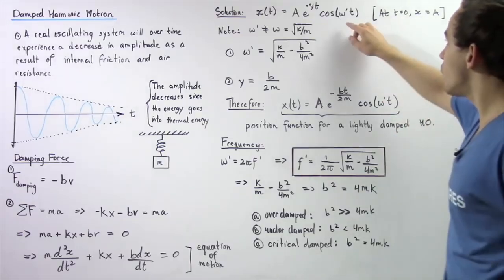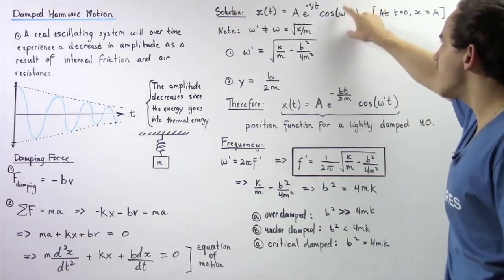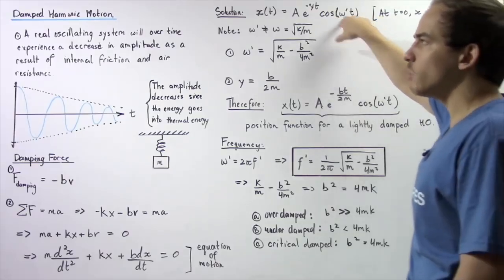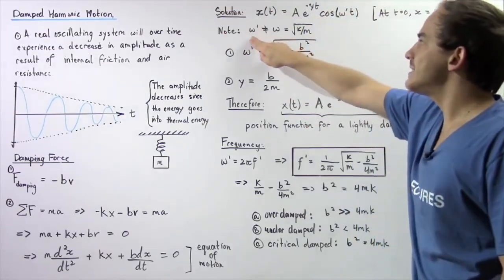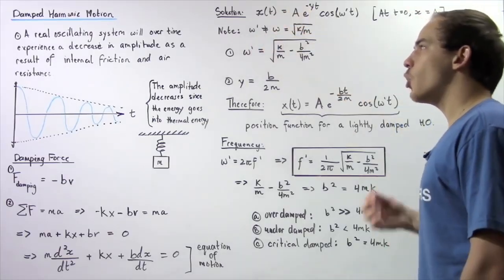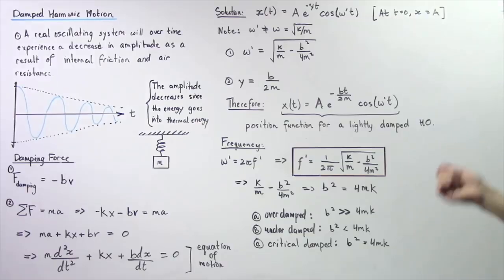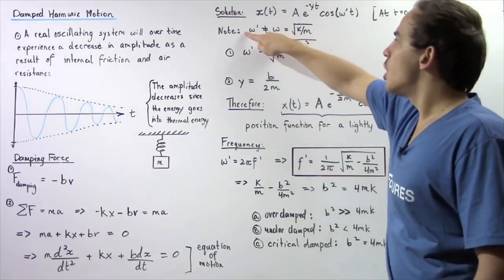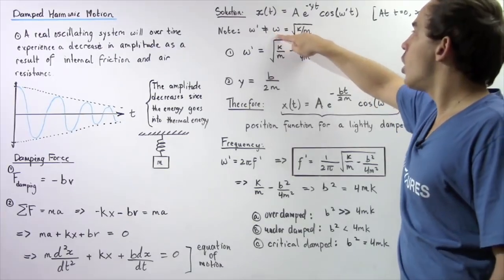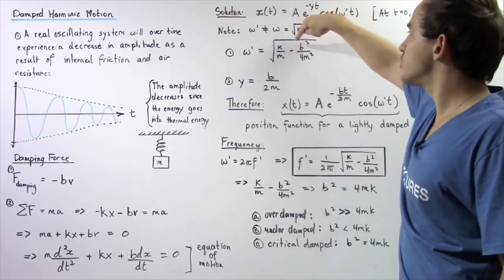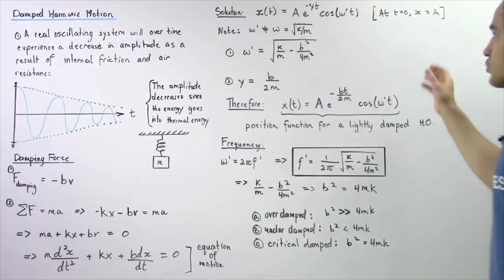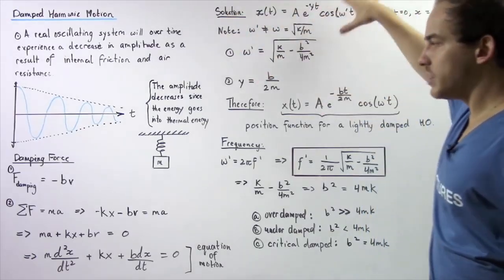So that means our phi term inside this term goes to 0. Now, also notice that this omega prime, our angular frequency of the object undergoing damped harmonic motion, is not the same angular frequency that objects undergoing simple harmonic motion experience. So our omega prime is not equal to our omega, which is equal to the square root of k divided by m. So let's actually skip all the calculus.